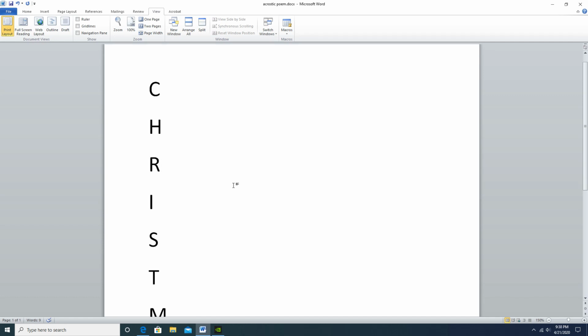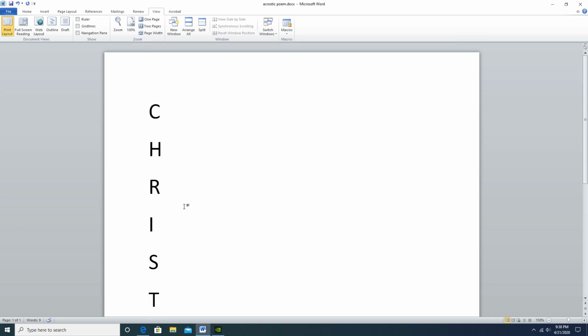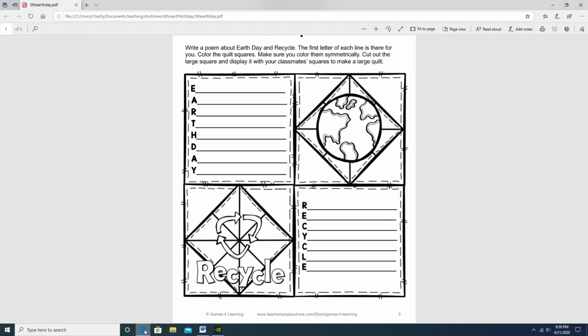So with an acrostic poem, you have to write your word vertically this way. Vertical means up and down. Now I've already provided you with a graphic organizer that looks something like this. You should also have a planning page. And so after you finish your planning page, you can go ahead and transfer it over to your final draft.